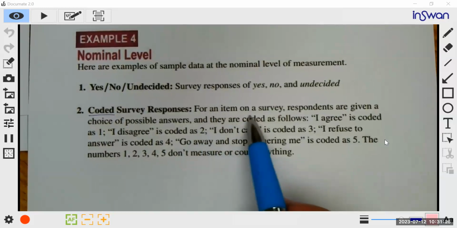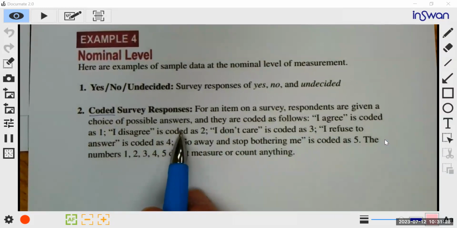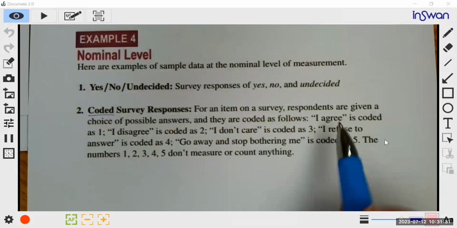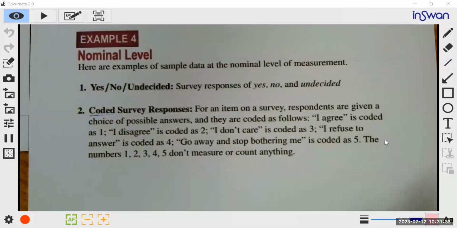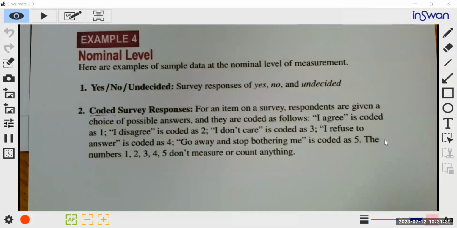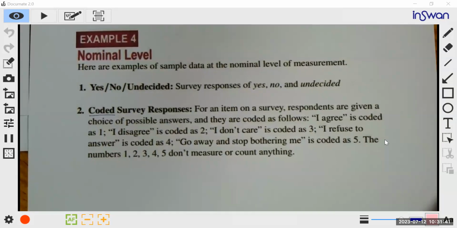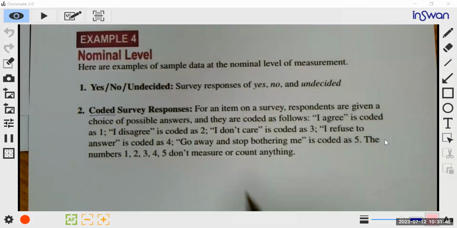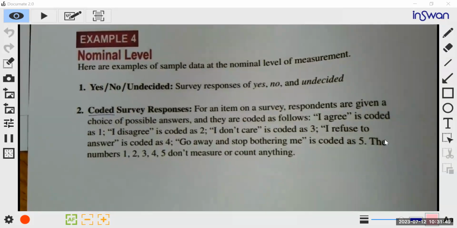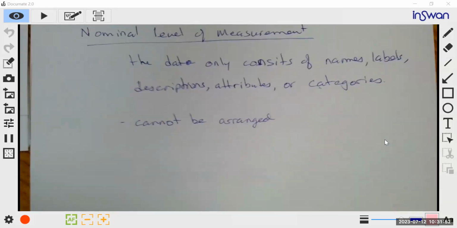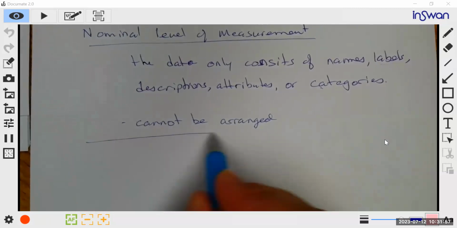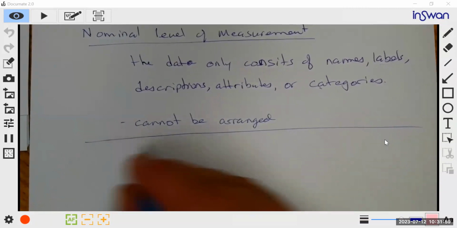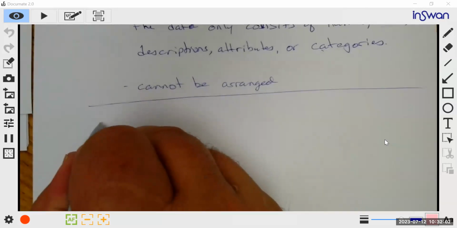So here, for an item in a survey, respondents are given a choice of answers coded as follows. I agree, call that one. I disagree, call it two. I don't care, three. Why? Because it's a lot easier to move numbers one, two, and three than all those words. It'll take less space in your sheet. Go away, don't bother me, number five. So. Let's look at ordinal.